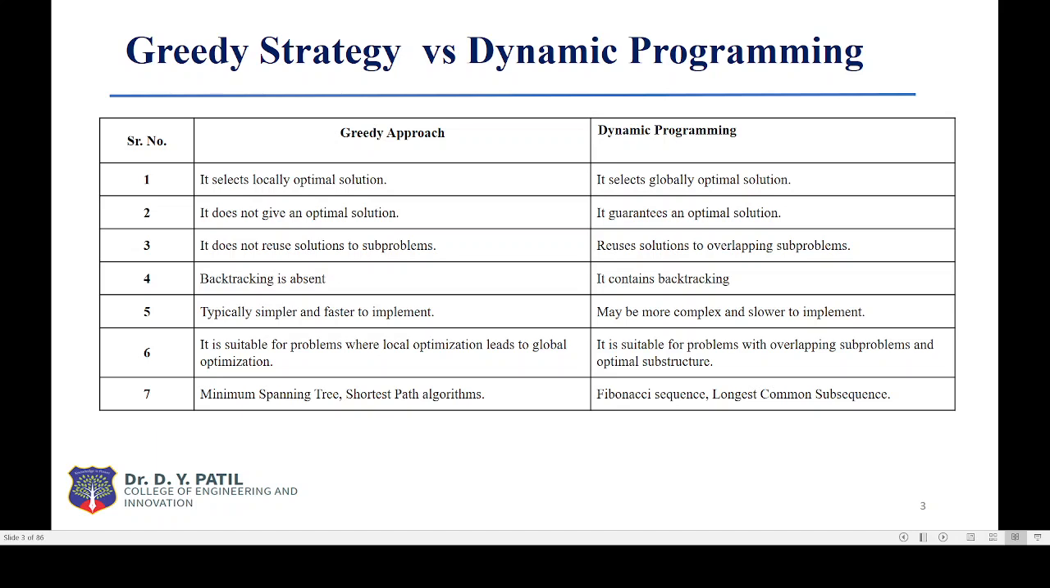Then examples of greedy strategies are the minimum spanning tree and the shortest path algorithm, whereas in the case of dynamic programming the examples are the Fibonacci sequence and the longest common subsequence problem. So this is the basic difference between the greedy strategy and dynamic programming.